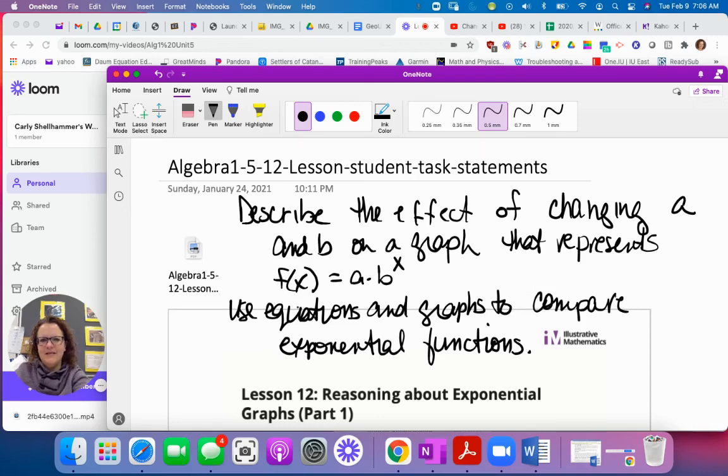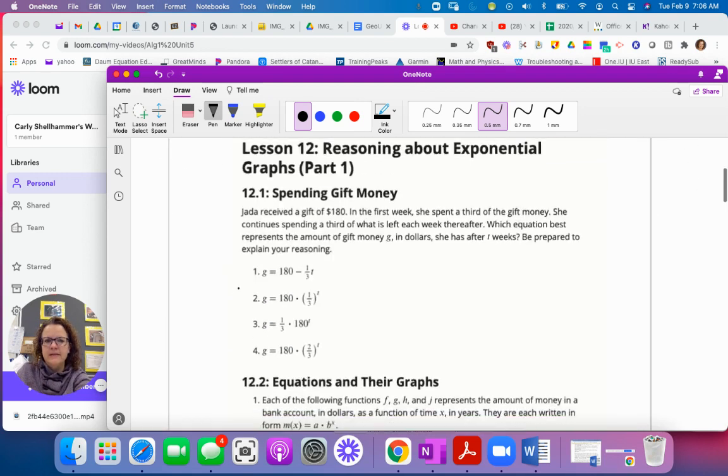Hey there. All right, we are in Lesson 12, Unit 5. Today we are going to learn how to describe the effect of changing A and B on a graph that represents the exponential function A times B to the x. So what happens when we change A and B? Also, we're going to learn how to use equations and graphs to compare exponential functions.